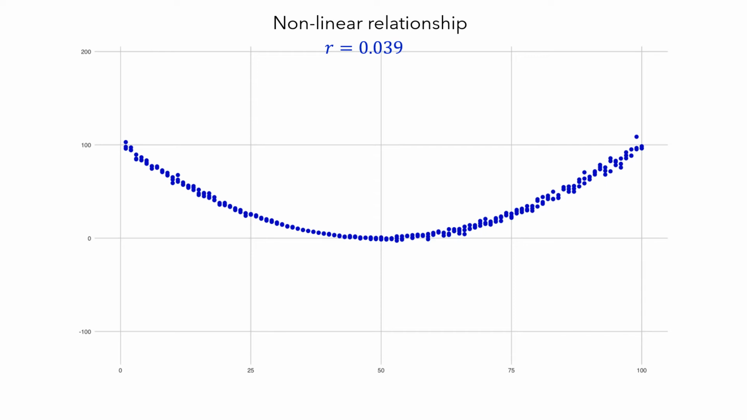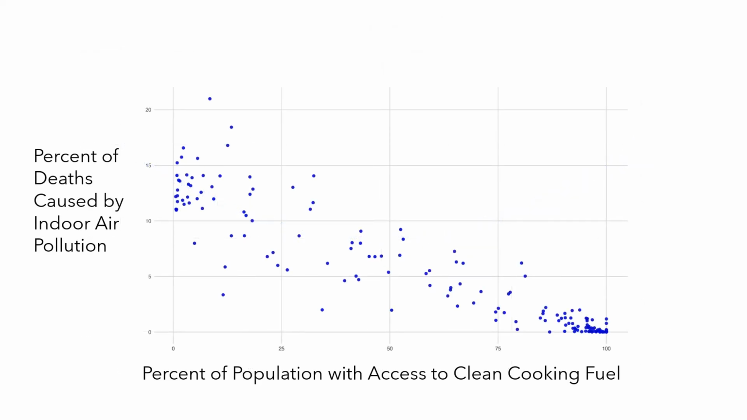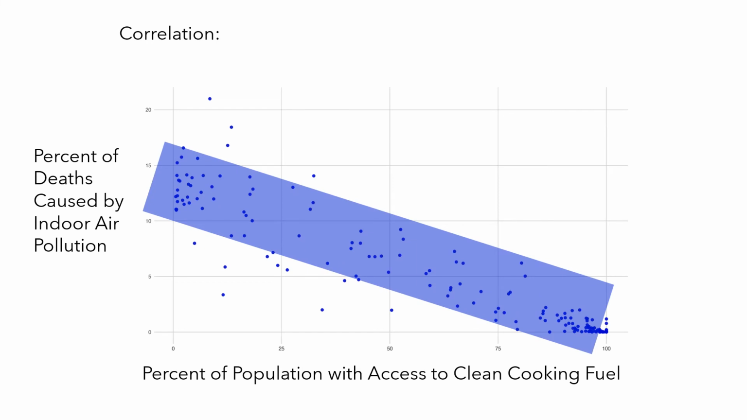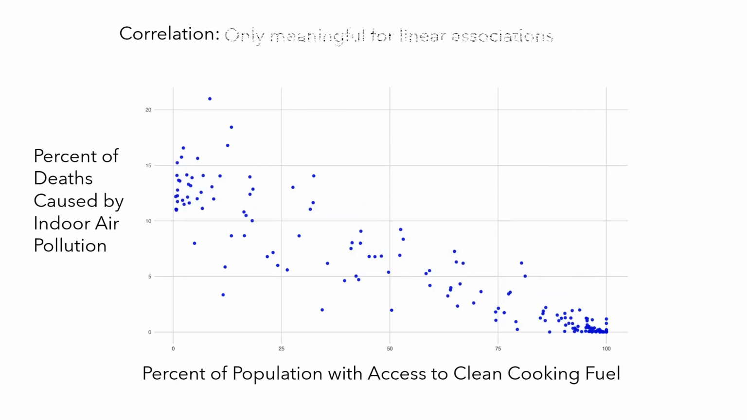Now, let's look back at the variables we've considered in some previous videos. We were looking at the relationship between the percent of the population with access to clean cooking fuel and the percent of deaths caused by indoor air pollution, and we're wondering about the strength of the relationship between these two variables. We can measure this with correlation.